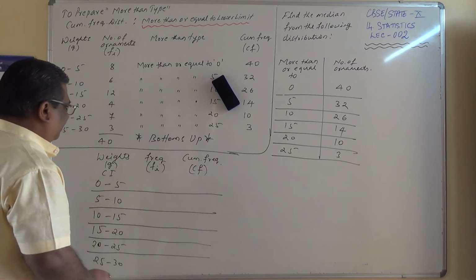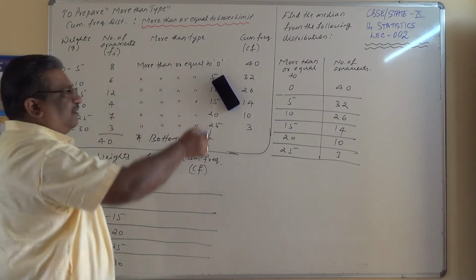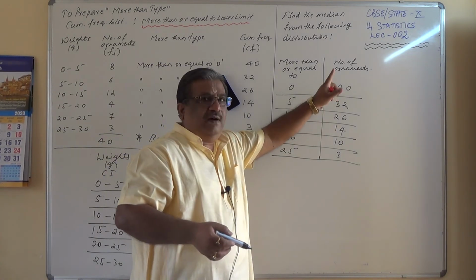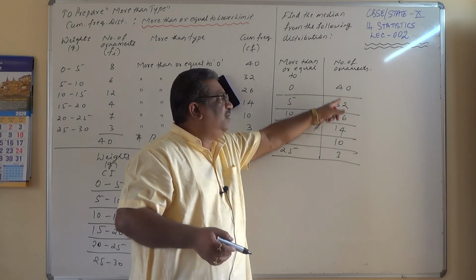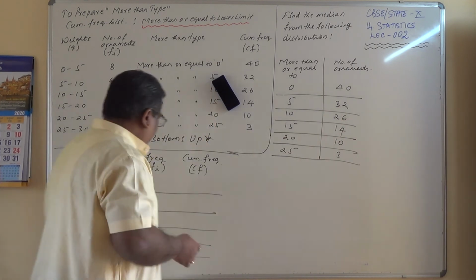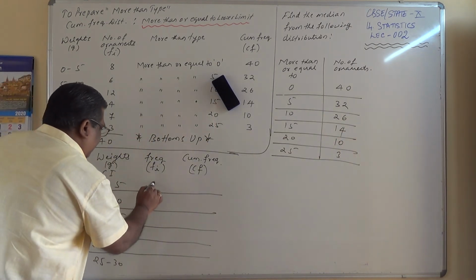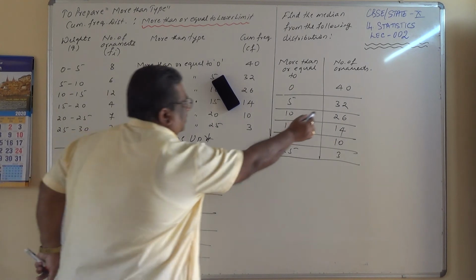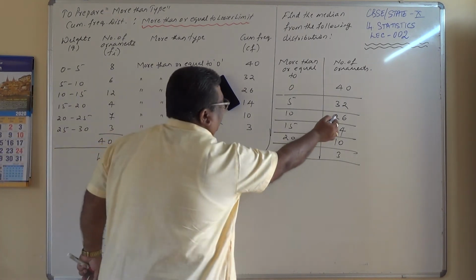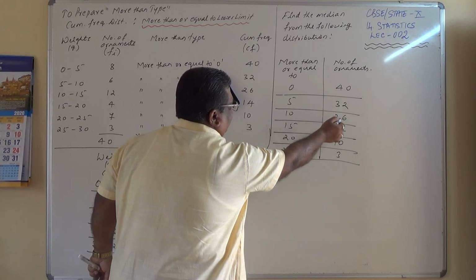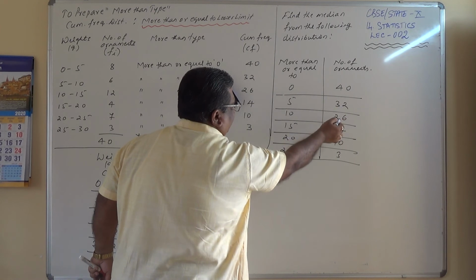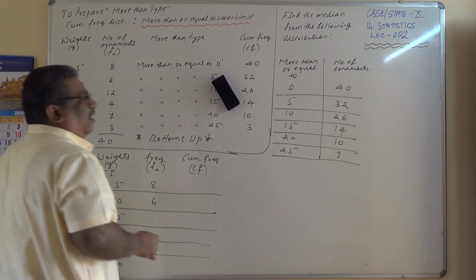Next, frequency. How do you extract frequency from that? It is the same as earlier process. 40 is there. 40 minus 32 is the first frequency, which is 8. 32 minus 26, 6 is the second frequency. 26 minus 14, how much is it? 12.